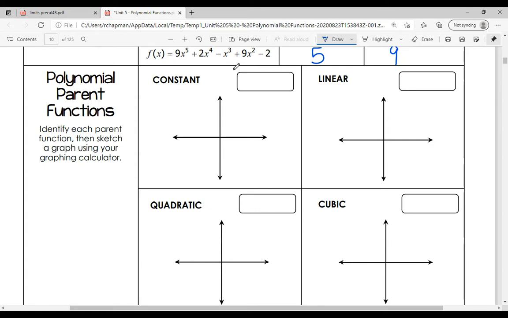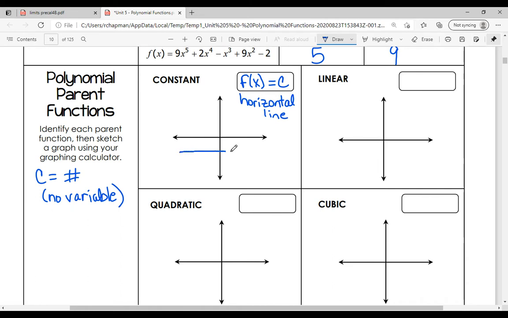The constant function is the equation f of x equals c. And c is just a number, any number. No variable, just a number. Okay, this will always give you a horizontal line, and we have talked about horizontal lines in this class.